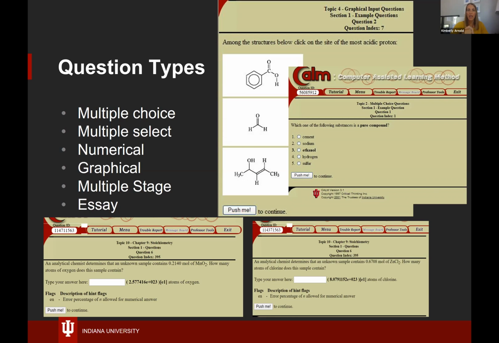part type thing. And there are even essay questions in here, or you could write your own if you had a specific question. The only thing is those ones are not going to be graded. So you would have to go in and grade those ones yourself.